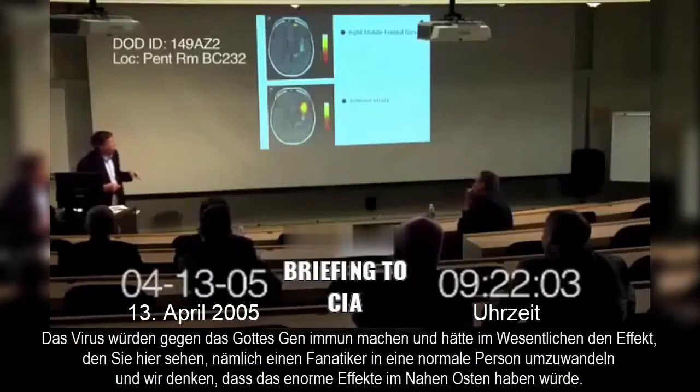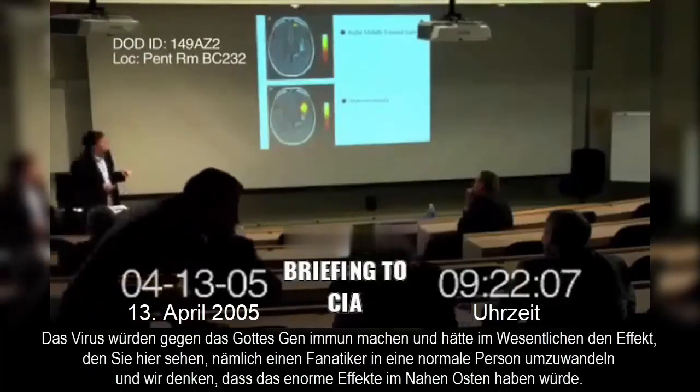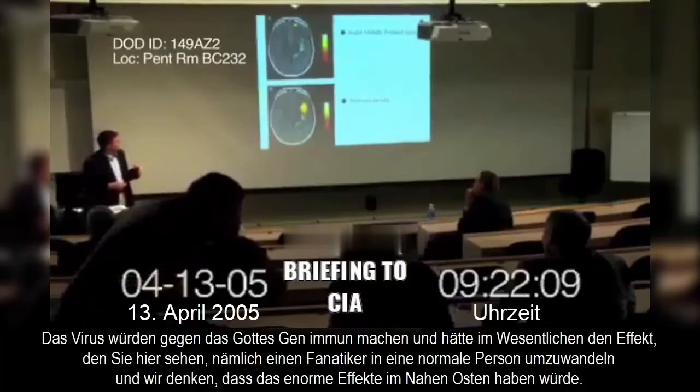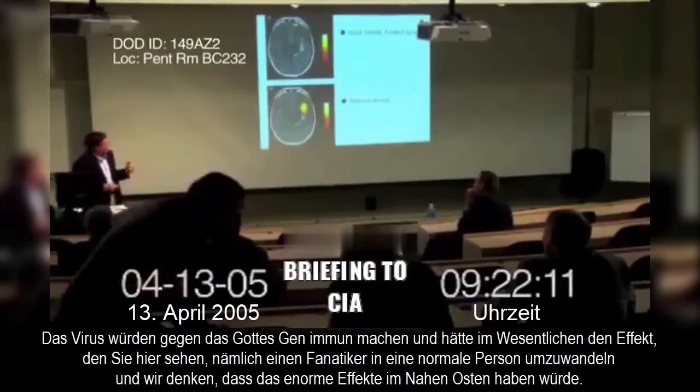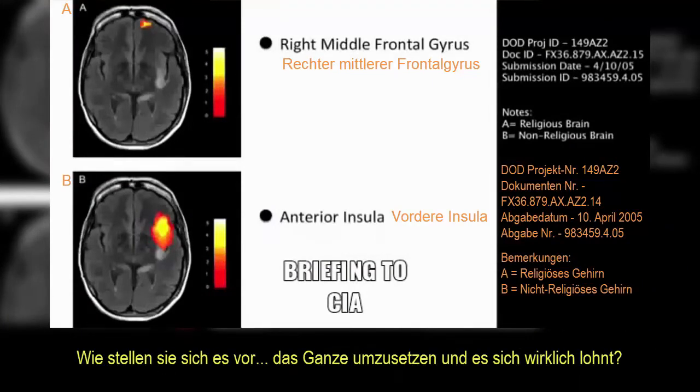The virus would immunize against this VMAT2 gene, and that would have the effect that you see here, which is it's essentially to turn a fanatic into a normal person. And we think that will have major effects in the Middle East. How would you suggest that this is going to be dispersed?